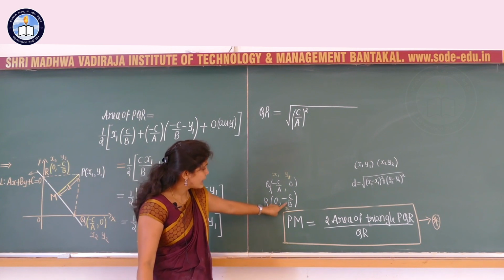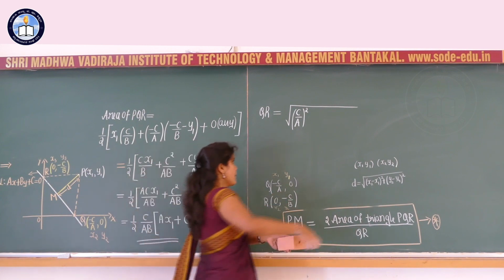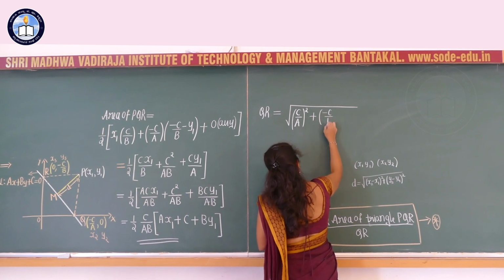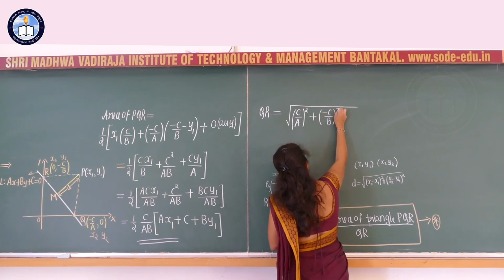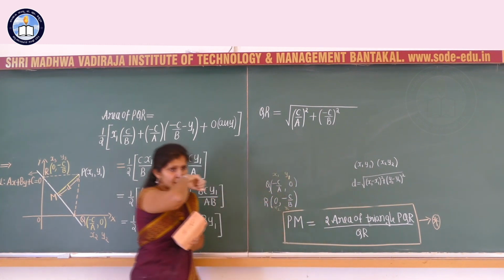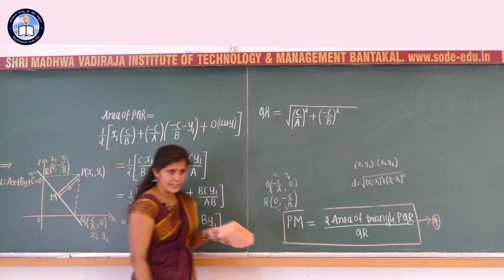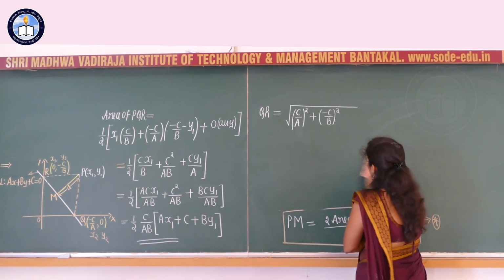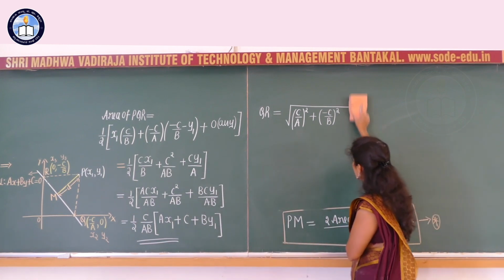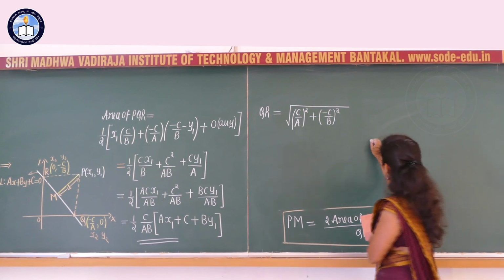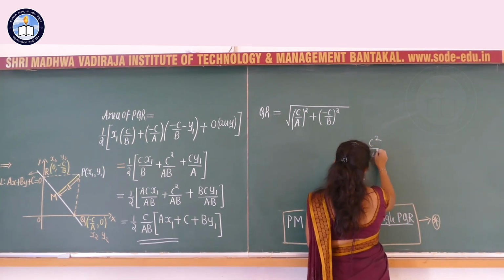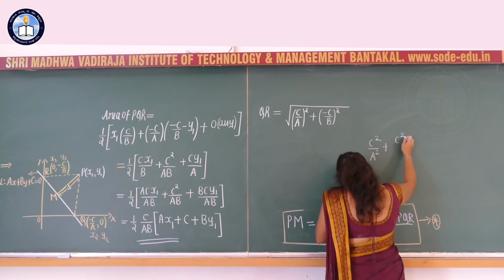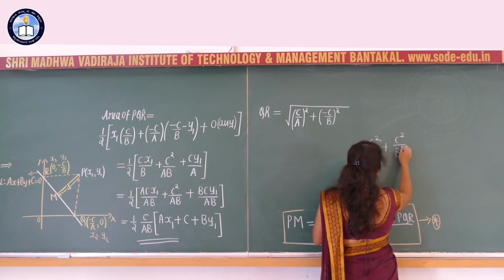Second term y2 minus y1, that is minus c by b minus 0, whole square. Now I should write the simplification of this term. The simplification of this term is c square divided by a square plus (minus c) whole square, that is plus c square divided by b square.